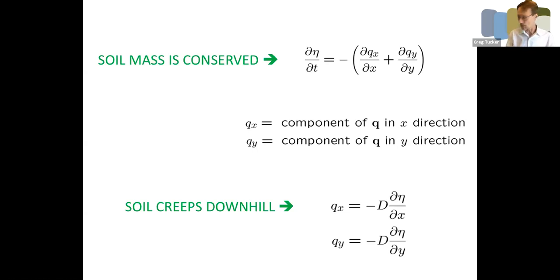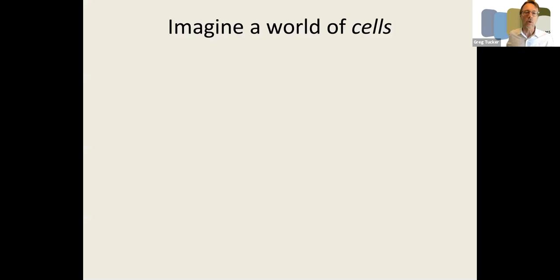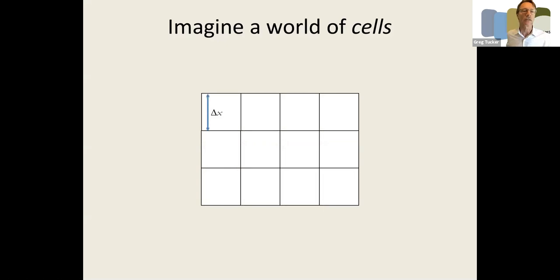To do that, we're going to start by imagining that we have a world that's made of square cells, looking something like this. Each cell is going to be delta x in the north-south direction and delta x in the east-west direction. So we're looking down on this patchwork of cells. And we're going to keep track of the volume of soil inside each cell. So we'll track how much soil enters each cell, how much leaves the cell, and how the cell's elevation changes as a result.